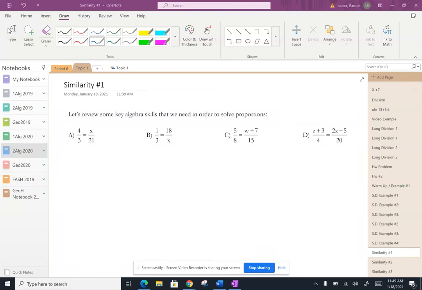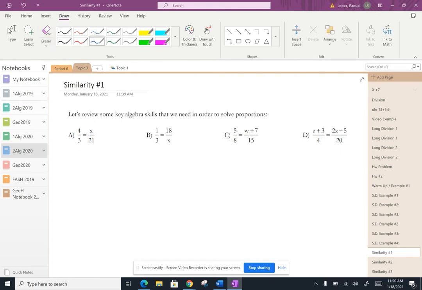In this video, we'll be going over how to solve proportions. So let's go through these four examples that you see on the screen here. Let's start off with A. For A, we've got one fraction that's 4/3 and another fraction that's x over 21. This is set up as a proportion.